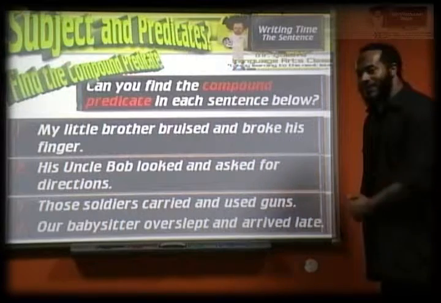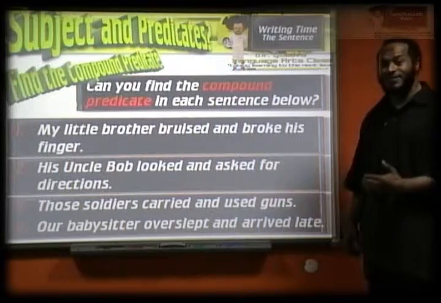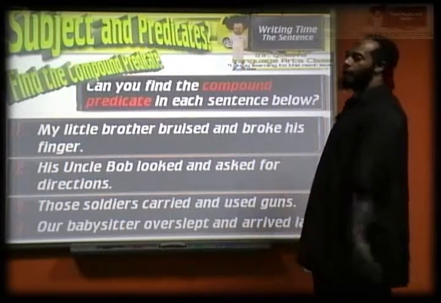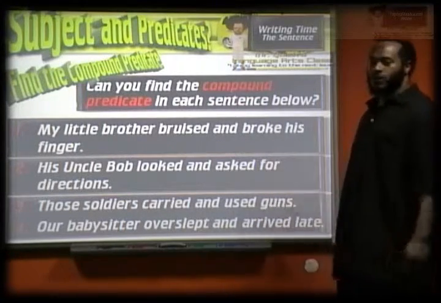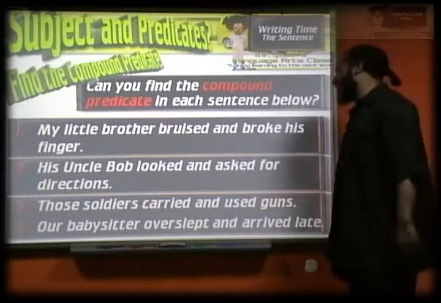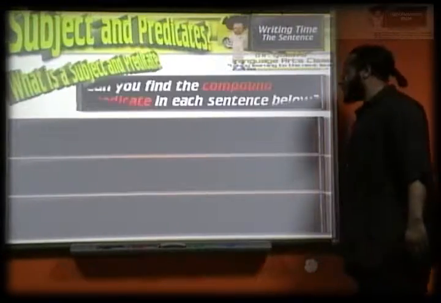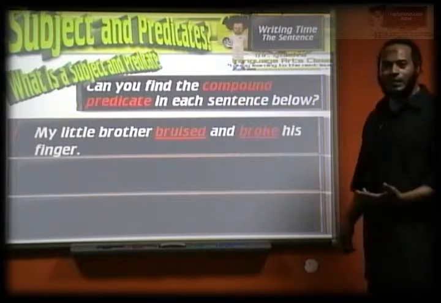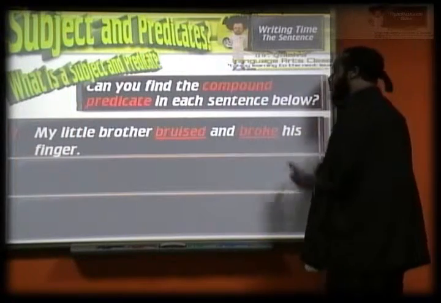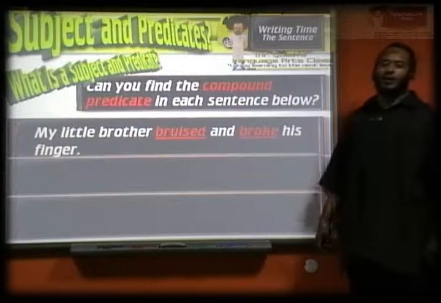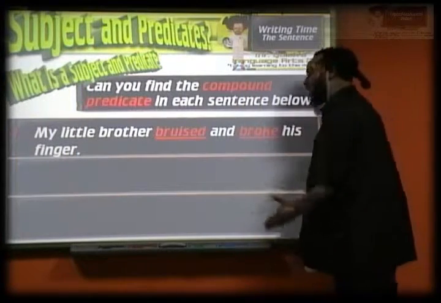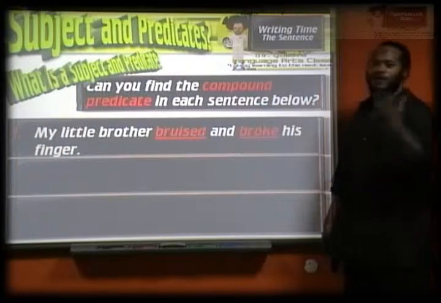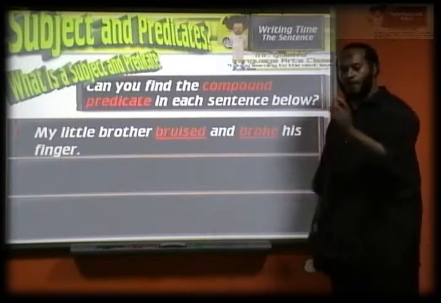Pause the video, write the sentences. Yes, write the sentences, underline the compound predicates or the words that you think make up the compound predicate, and come back in 1 second. Okay, welcome back. Here we go. Sentence number 1. Well, look at here. Bruised and broke is the compound predicate here, because that's telling us what the subject did. The little brother bruised and broke. He did two things, two verbs, compound predicate.